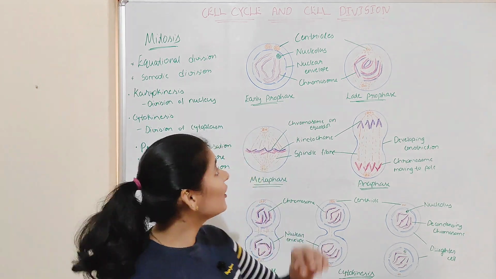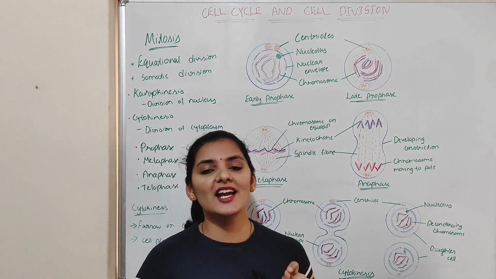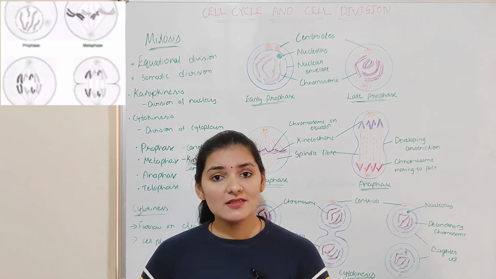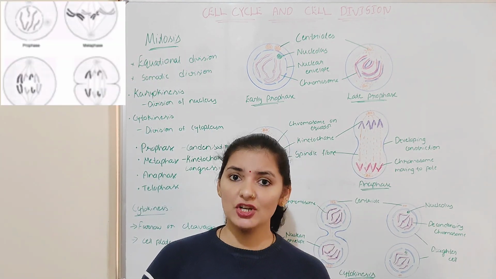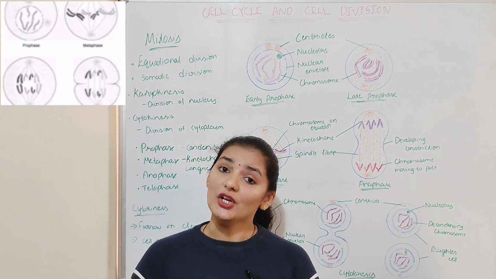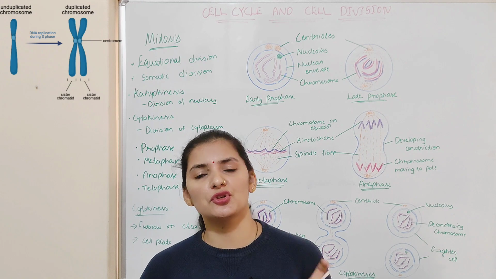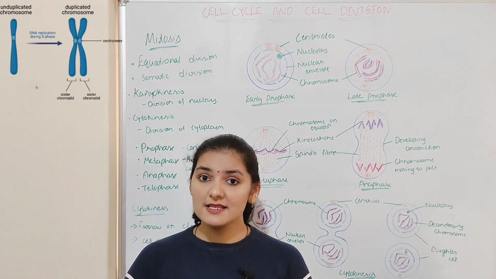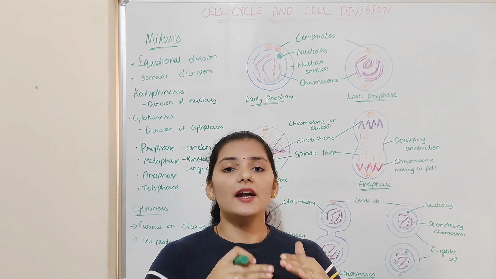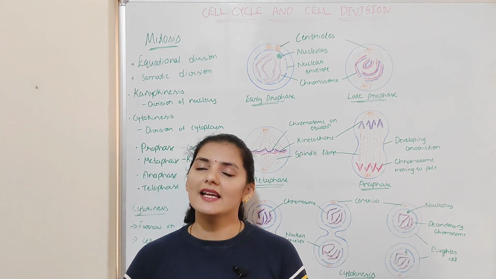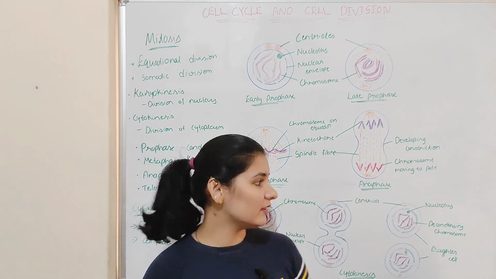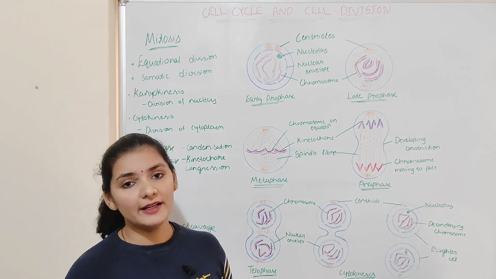As a continuation part of cell cycle and cell division, in this video I'm going to talk about the concept mitosis. Mitosis is a cell division process in which the daughter chromosomes are distributed to the daughter cells equally. You all know that DNA replication or the synthesis of DNA takes place in the S phase of the cell cycle, and this replicated DNA is distributed to the daughter cells in the M phase of both mitosis as well as meiosis. Anyhow, in this video I'm going to just talk about the mitosis.